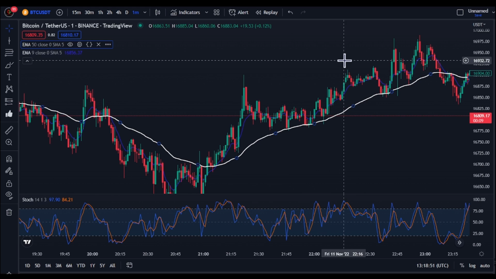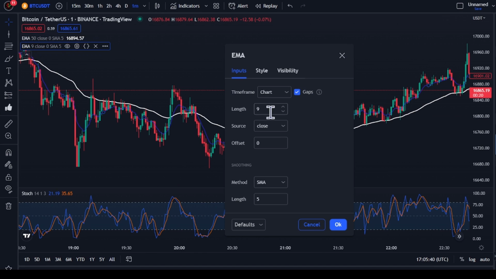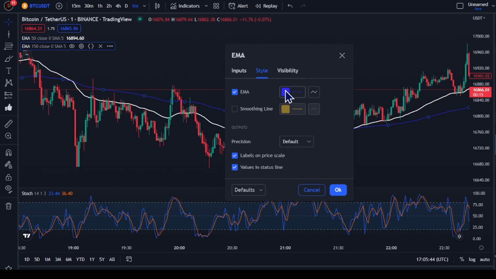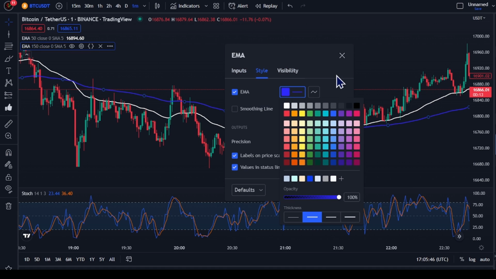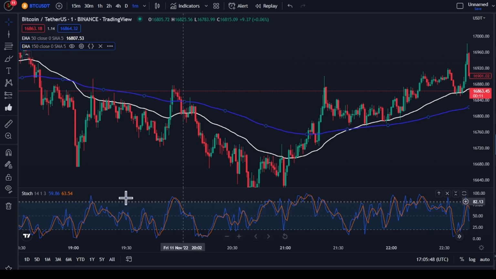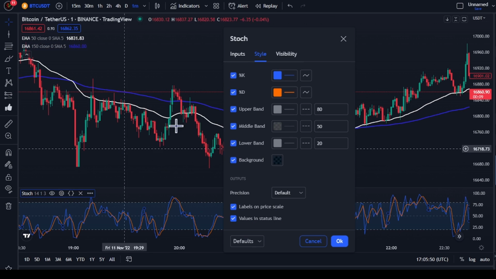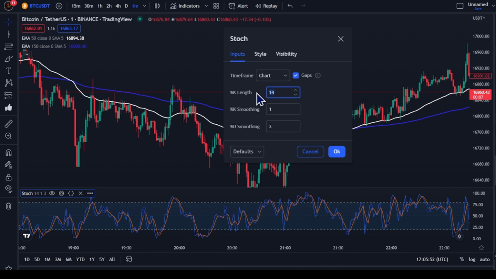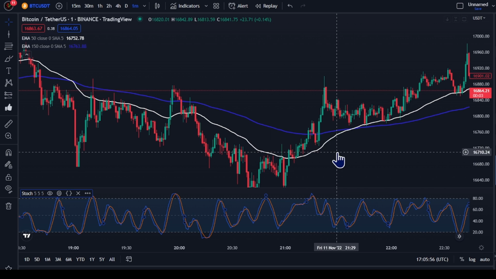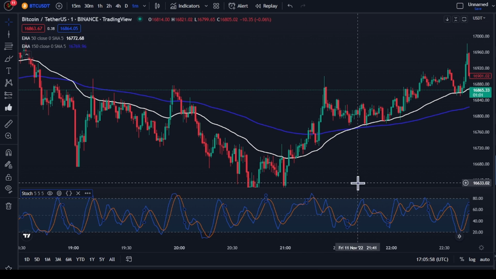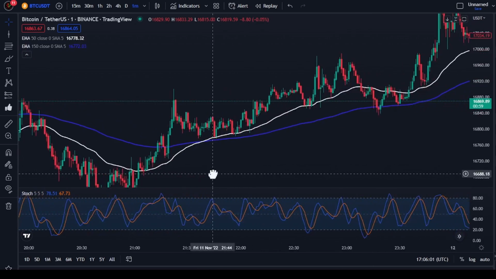Now for the second EMA, go to the Input section, change length to 150. And go over the Style section and change the thickness to number 2. Once done, click OK. Now go ahead to the settings of Stochastic. From the Input section, change the K percentage length to 5, the K percentage smoothing to 5, and lastly the D percentage smoothing to 5. We're done. You can now close the tab.